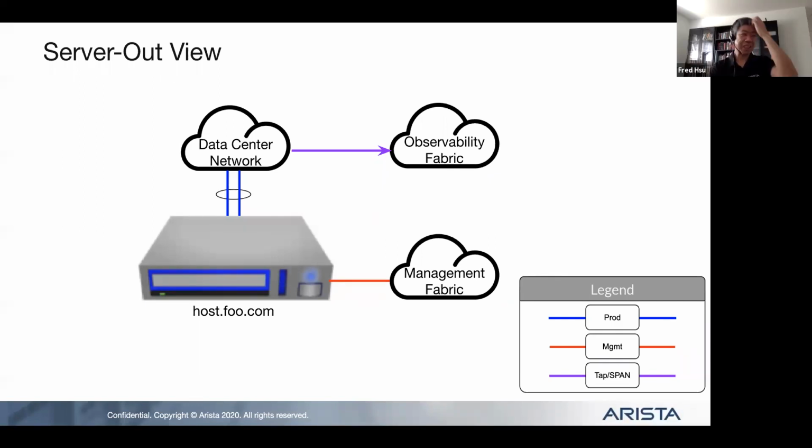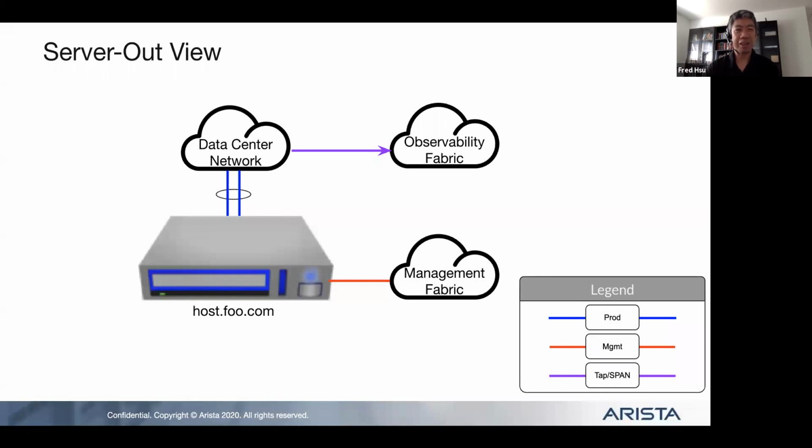So instead of taking just a network-centric view, we can look at the server and move out. How do we manage things from the server out, with the management fabric and the data center network? How do they all plug and play into what my servers do?